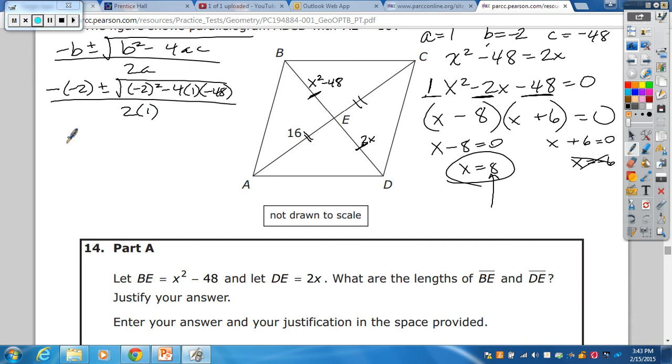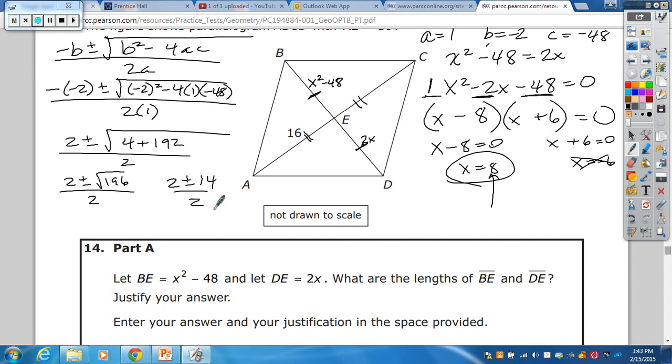Okay, so this is 2 plus or minus radical. This is 4. 48 times 4, 160, and 32, 192. So plus 192 all over 2. 2 plus or minus radical 196, which is going to be 14. So this is going to be 2 plus or minus 14 over 2. 2 plus 14 is 16, divided by 2 is 8. 2 minus 14 is negative 12, divided by 2 is negative 6. Those are your possible answers, but we can only accept the 8. So for the final answer, make sure you summarize that BE and DE are a length of 16, and you are good to go.